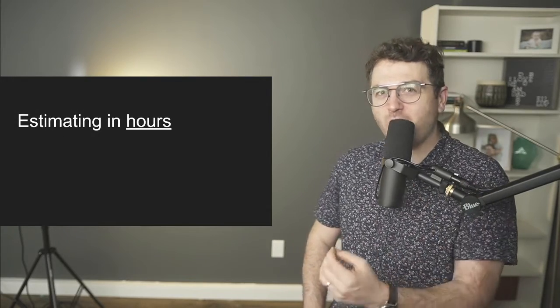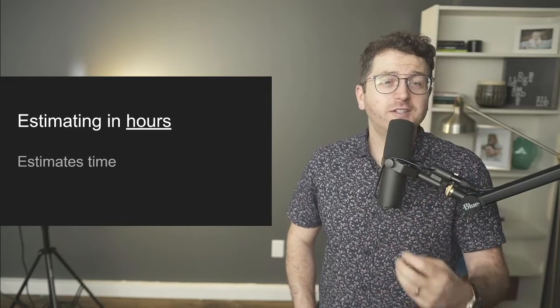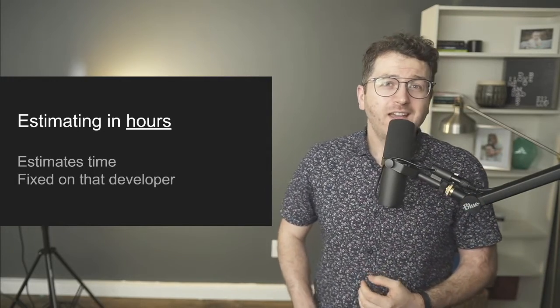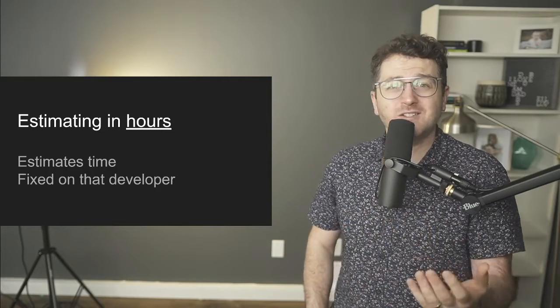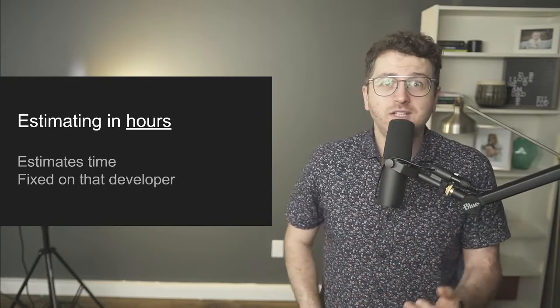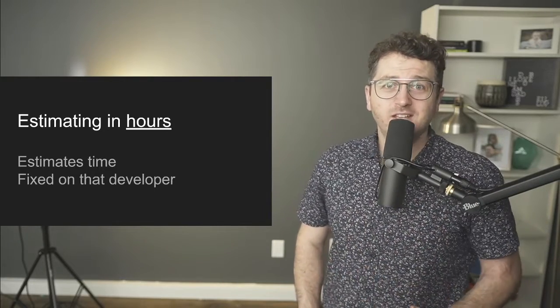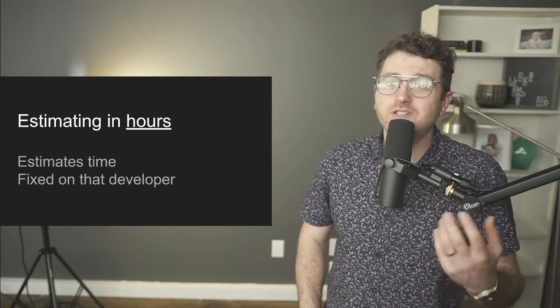The estimation in hours, where the developers are estimating the time required to complete a specific feature, and it's very, very specific to that developer. Developers have different skill sets. One developer can build a feature in 8 hours, and a different developer can build it in 2 days, because one is junior, one is senior, and that's why estimations vary a lot.